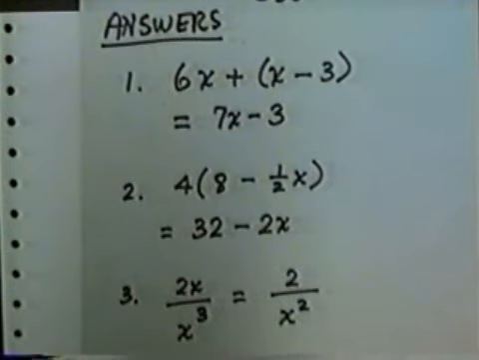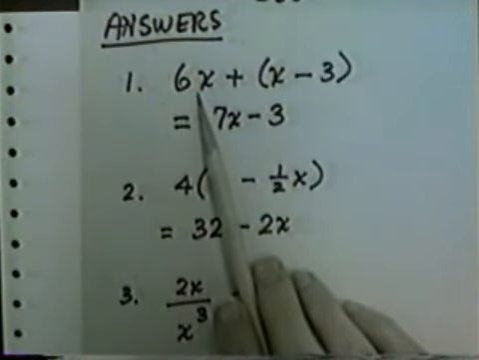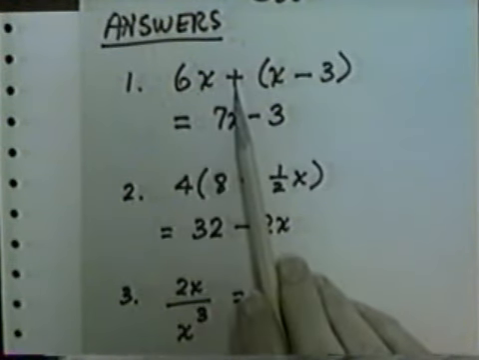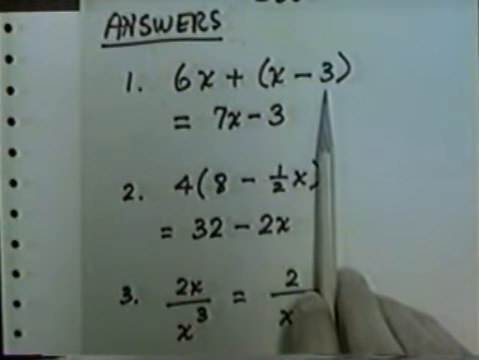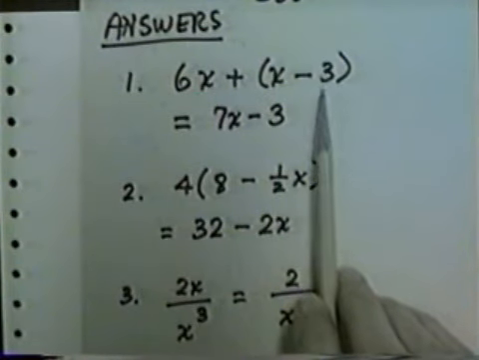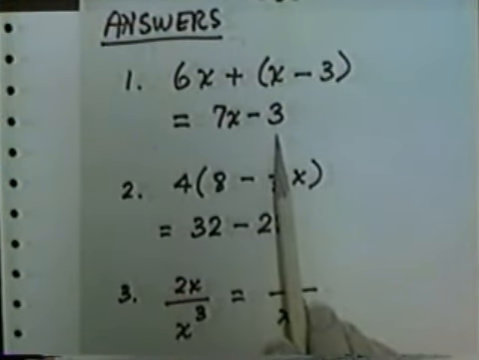The answer for number 1 is 6x plus, in parentheses, x subtract 3. When you have completed the simplification, the final answer should be 7x subtract 3.